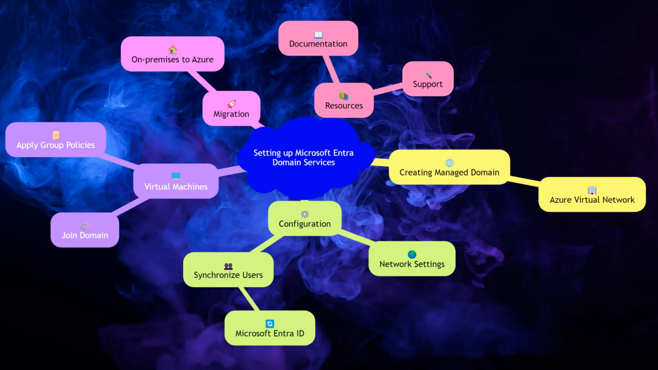Setting up Microsoft Entra Domain Services involves creating a managed domain within an Azure virtual network. Organizations need to configure network settings and synchronize users from Microsoft Entra ID. Once the managed domain is set up, virtual machines can join the domain and group policies can be applied. Entra Domain Services provides a seamless experience for migrating on-premises applications to Azure. Comprehensive documentation and support resources are available to assist organizations in the setup and configuration process.